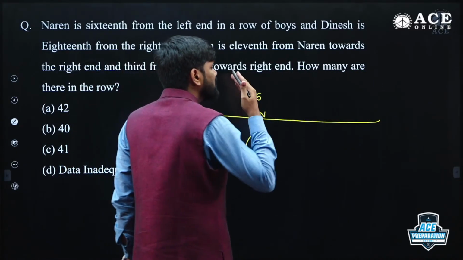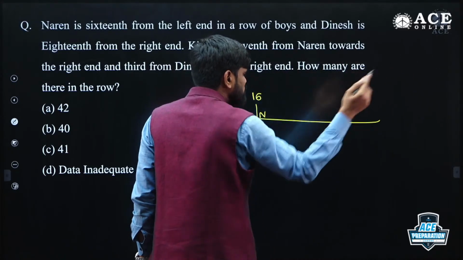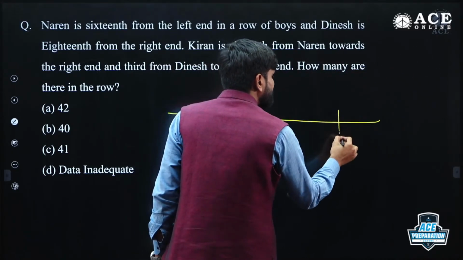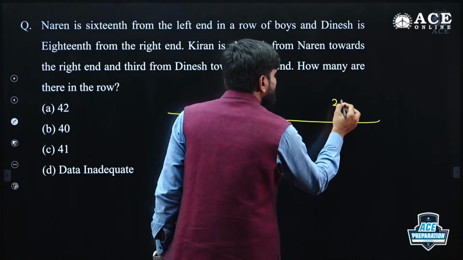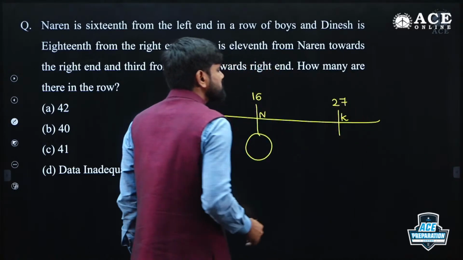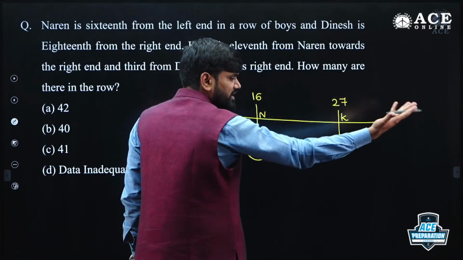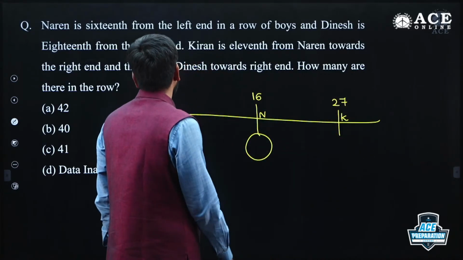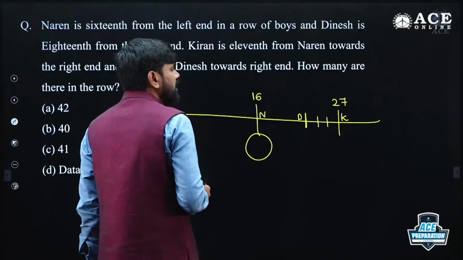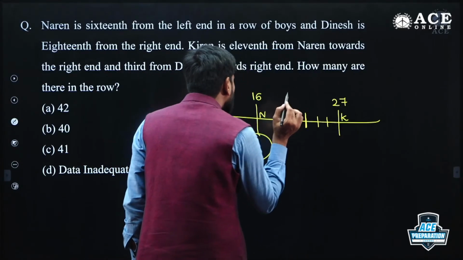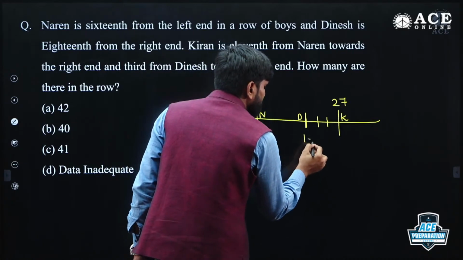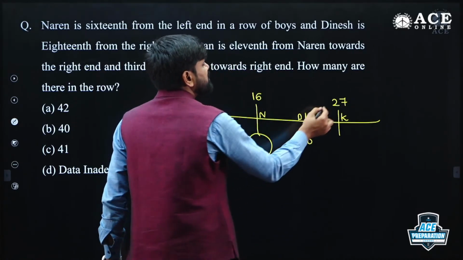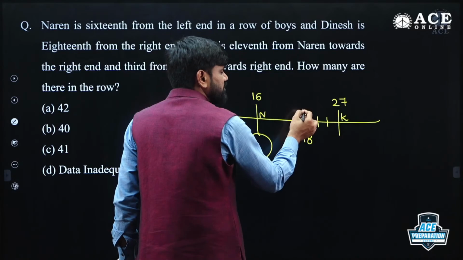From Naren, Kiran is 11th towards the right end. So Kiran should be 11th from Naren, hence the position of Kiran will be 27. Kiran is 11th from Naren towards the right end and 3rd from Dinesh, and we know that the position of Dinesh from the right end is 18th. This is already given. With respect to this, I can get the position of Dinesh from the left end also.